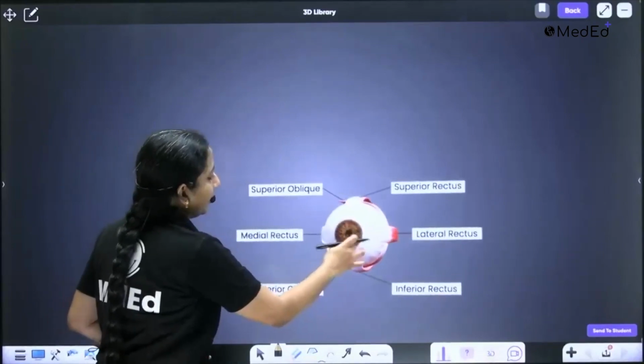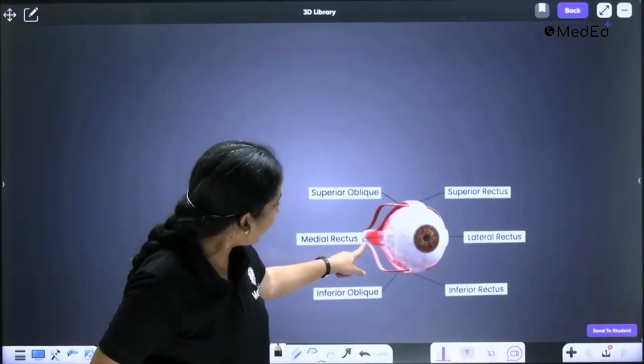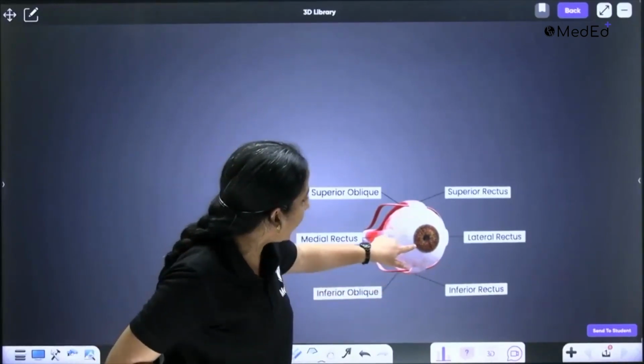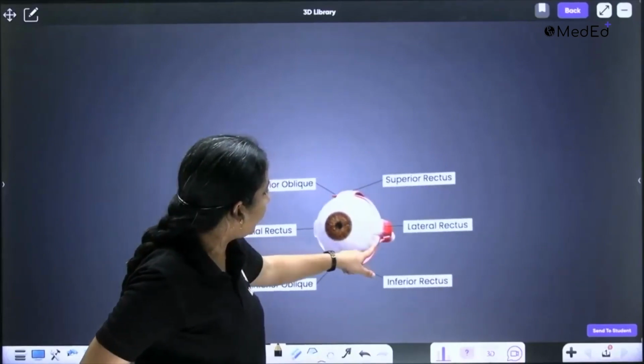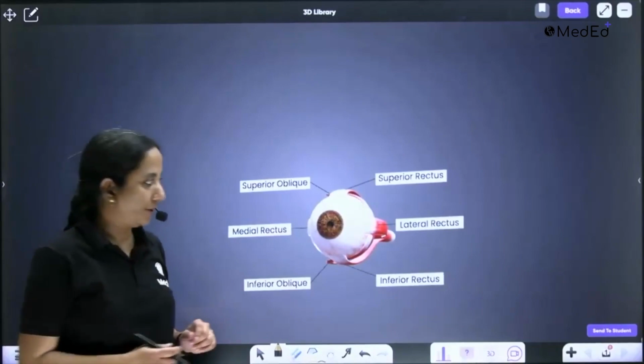So if we were to turn it this way, maybe you would get a better understanding. This is your inferior oblique. It is arising from the floor of the orbit. It is passing beneath the eyeball, and see where it is getting inserted. It is getting inserted in the inferolateral quadrant.